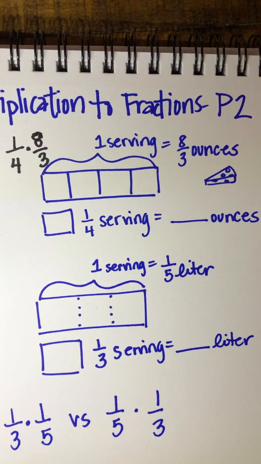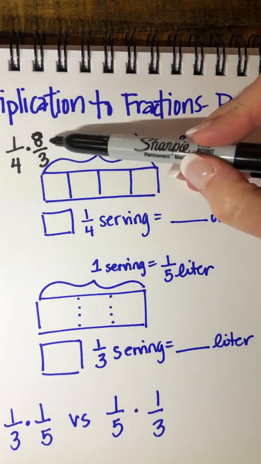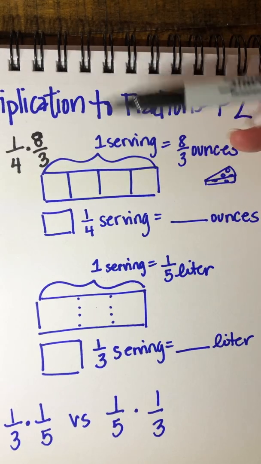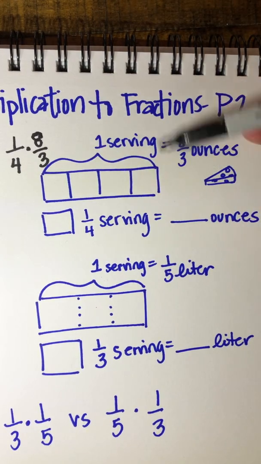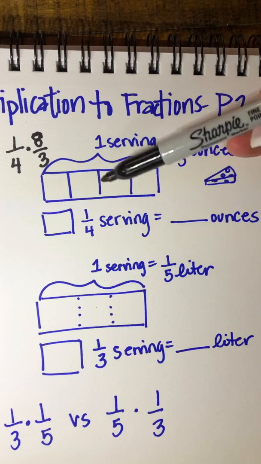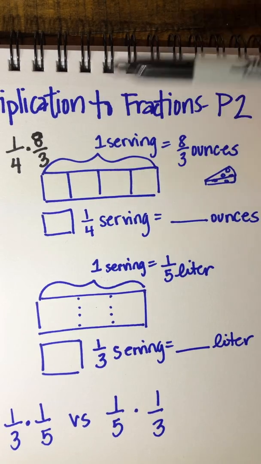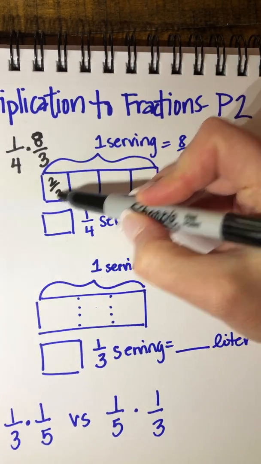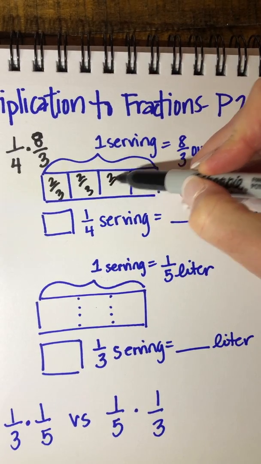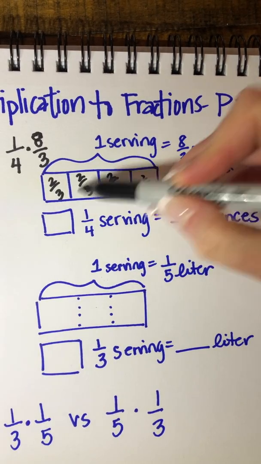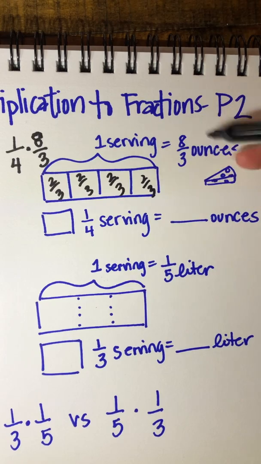So there's a couple different ways we can look at this. And before we just jump to multiplying straight across, I want us to make sense of this with reasoning. If we have 8/3 here, and I've partitioned this in fourths, then I know that each of these fourths must be 2/3, because 2/3 plus 2/3 plus 2/3 plus 2/3 is 8/3.